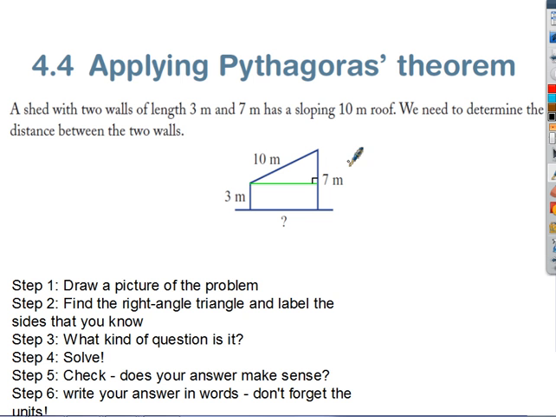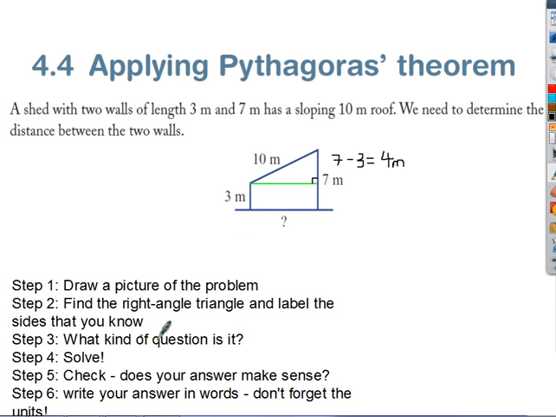Just that top bit is going to be 7 minus 3, which is equal to 4 meters. So I have a right angle triangle. I know the long side, the hypotenuse. I know one of the short sides. This length here is 4 meters. So I can go ahead and solve the question.